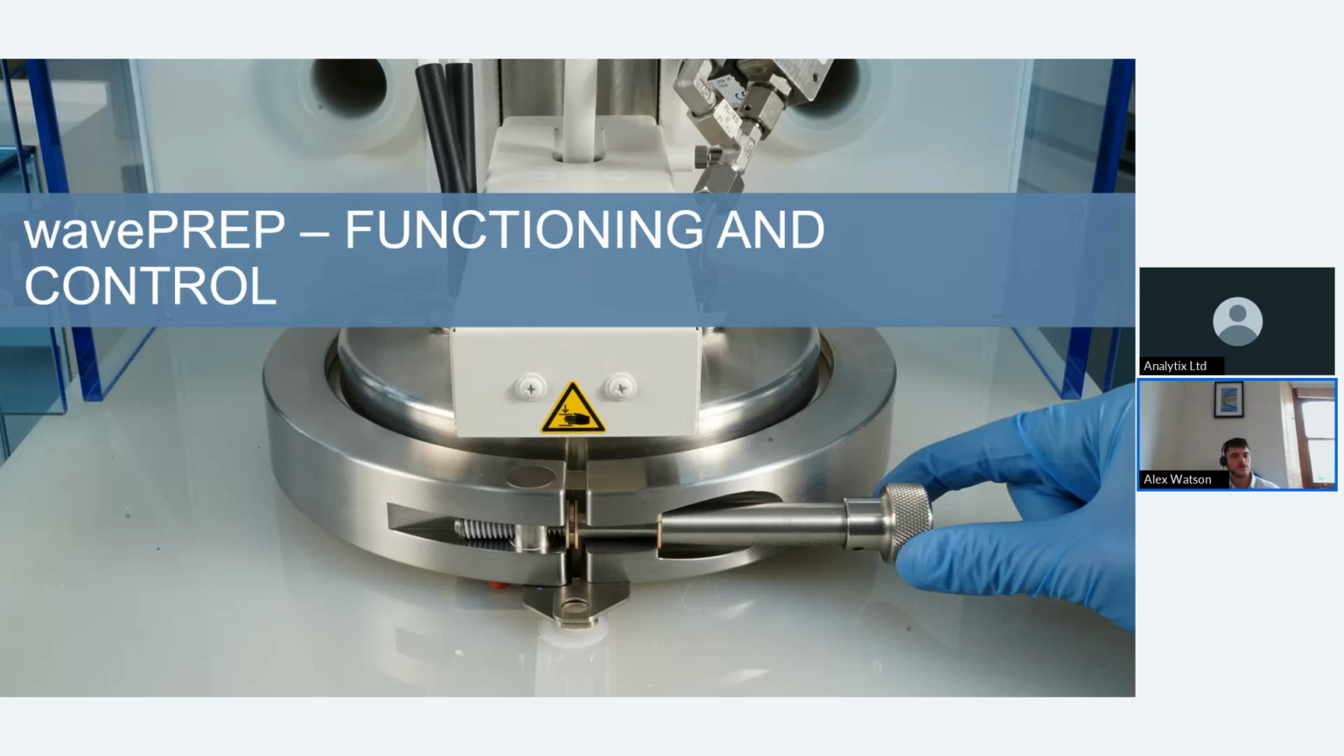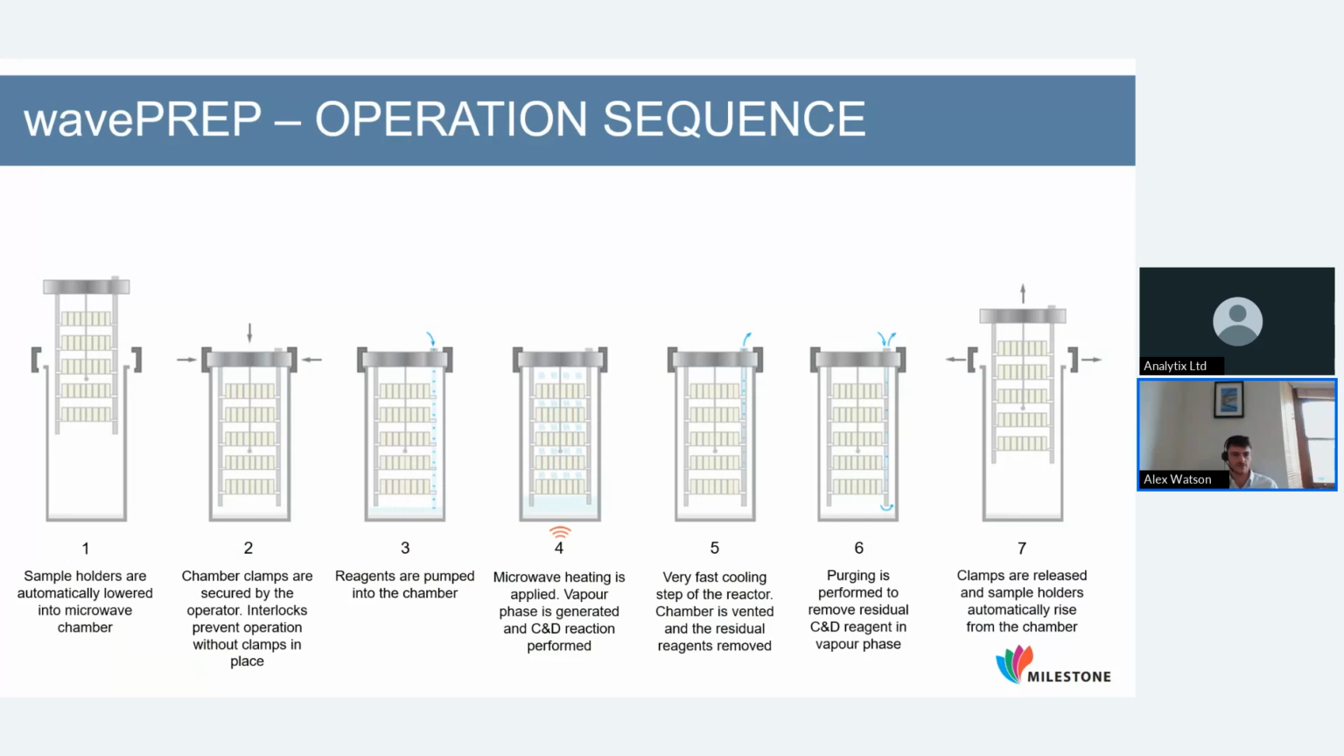So, functioning and control of WavePrep. Let's have a look at the operation sequence. Firstly, as we saw in the video, the system automatically lowers our oligos down into the reaction chamber. We'll then seal the pressure clamps. The safety interlock will then lock this in place so that during operation there's no risk of a user being able to open the clamps.